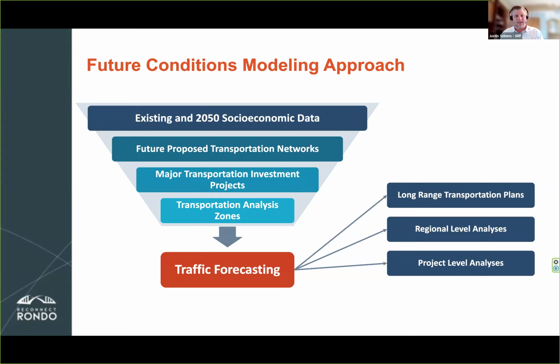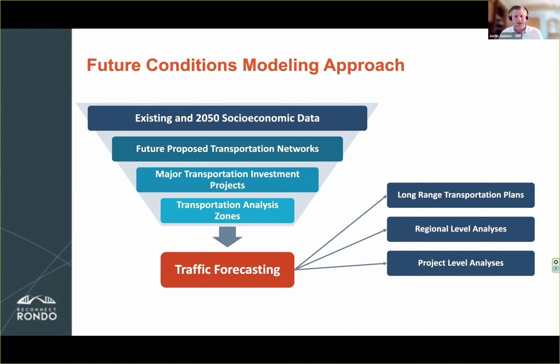In addition to that SE data, we also look at the future proposed transportation network and any major investment projects that are going to happen. Is there a new roadway connection being made? Is there a conversion happening, let's say a 4-lane roadway to a 3-lane roadway? Is there a new bus line that's going to take place? Is there an additional light rail line? All of these different things can change how people travel from a day-to-day perspective. We can take a lot of that into account in our forecast model.